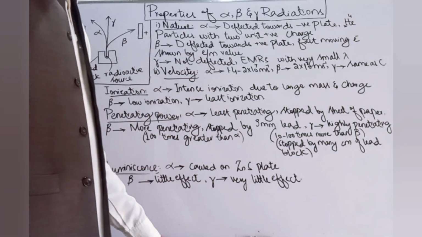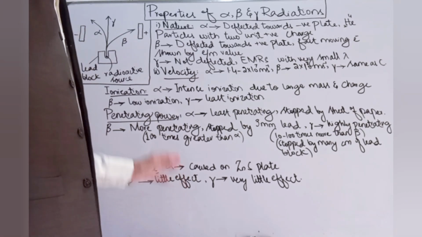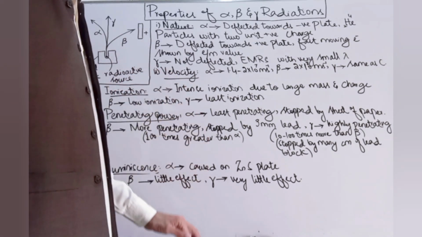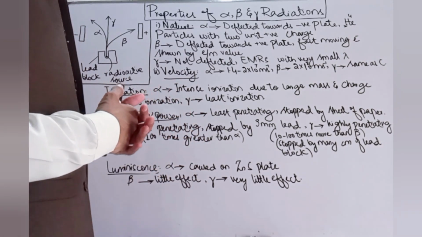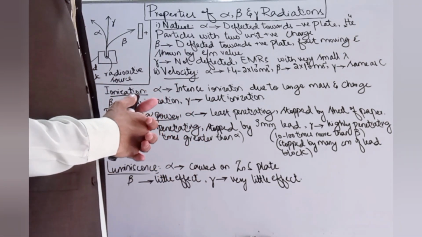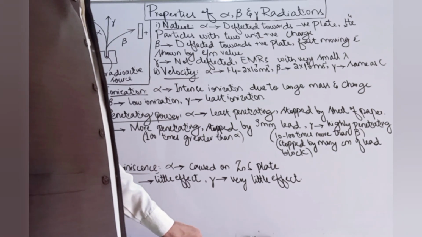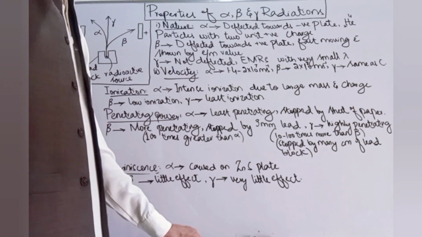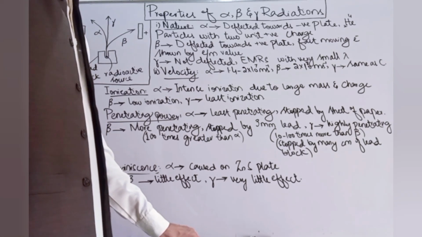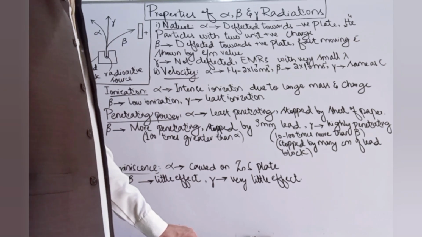You are watching Study with Sheraz, and in today's lecture we are going to discuss the properties of alpha, beta and gamma radiation. In the last lecture we discussed radioactivity and its discovery, and we discussed that Rutherford was the person who classified the radiations from radioactive elements into three categories that were alpha, beta and gamma.